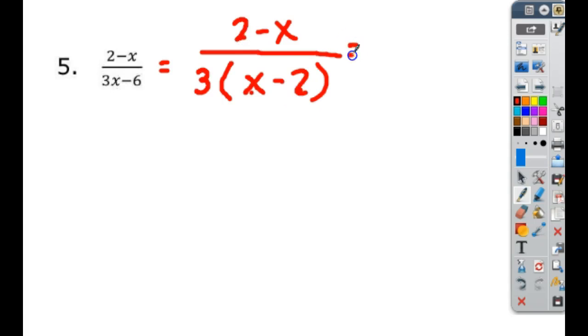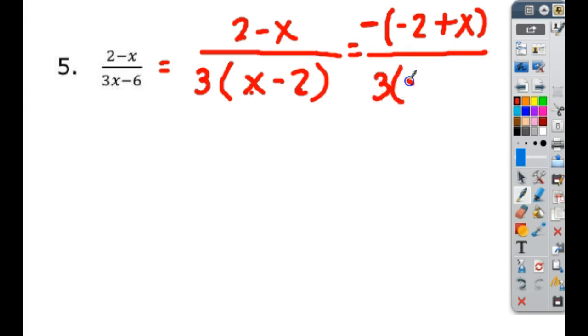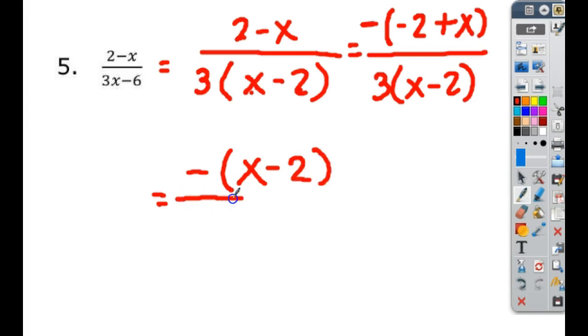But you can factor out a negative. If I factor out a negative 1, that would make this a negative and this a positive. Why would I want to do that? Well, then I can rewrite it. I have that negative I factored out, and I can switch the order of this. The positive x comes first, and the negative 2 comes next.